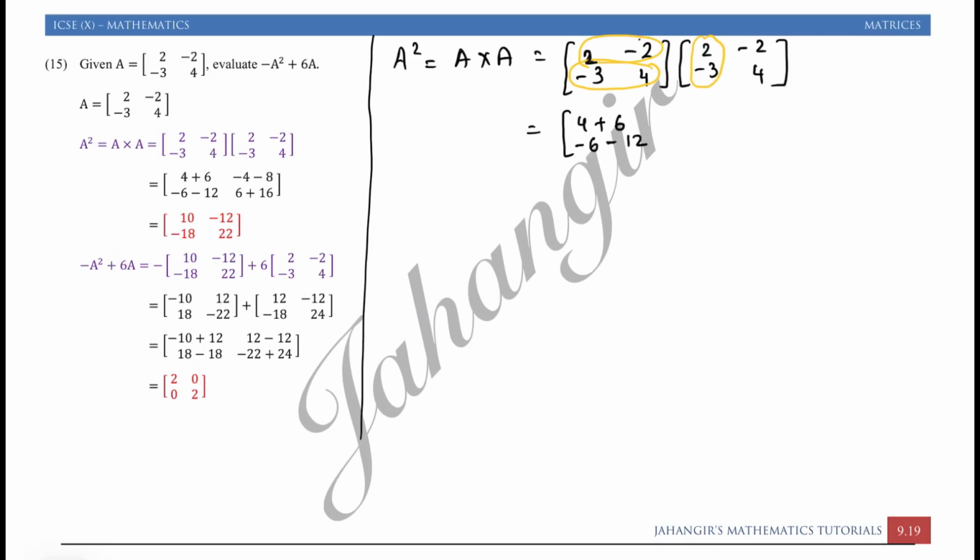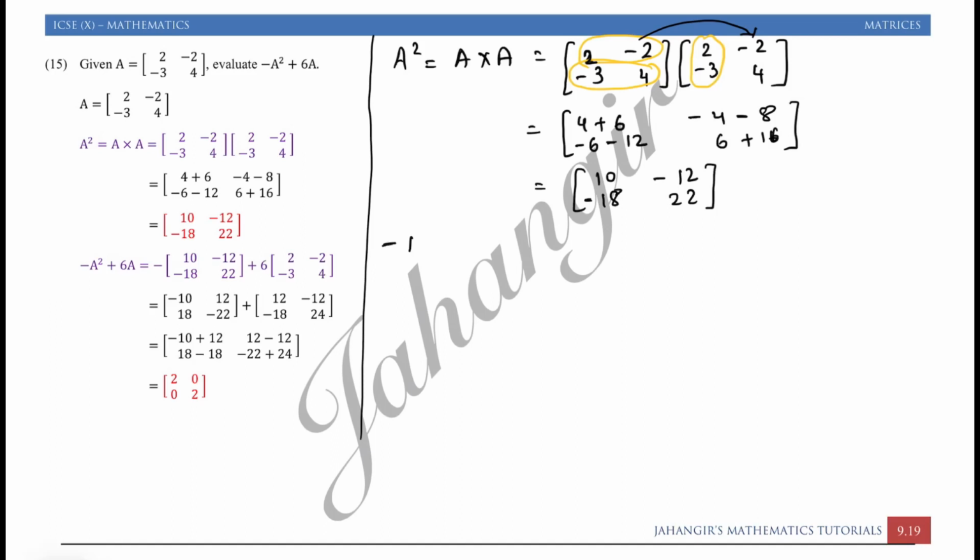Now same process with the next column. 2 into minus 2 is minus 4, minus 4 2s are 8, minus 3 into 2 is 6, plus 4 4s are 16. 6 plus 4 is 10, minus 6 minus 12 is minus 18, minus 4 minus 8 is minus 12, 6 plus 16 is 22. So we got A square.